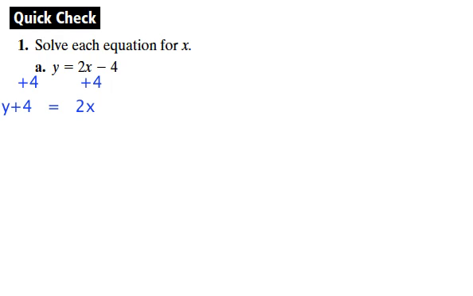Now we're ready to divide both sides by 2. So on the left-hand side, we divide by 2. On the right-hand side, we divide by 2. On the right, the 2's cancel each other out, and you're left with x, which is what we were trying to achieve. So y plus 4 over 2 equals x. Pause the video if you need more time to copy down this example.